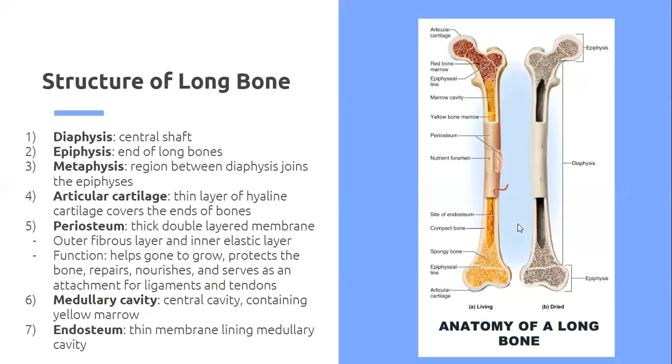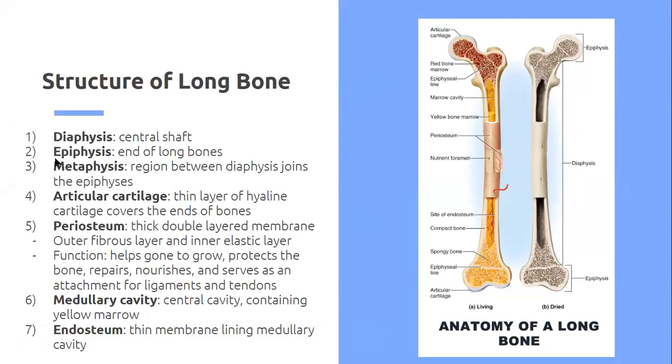So let's move on to the structure of long bone. If you recall, long bone is the one you find in your femur. They're the really long, kind of skinny ones. First we have the diaphysis, which is the central shaft. It's the whole central part, going from here all the way to here. It makes up most of the long bone.